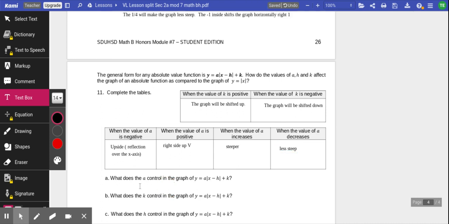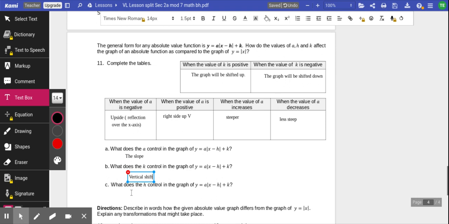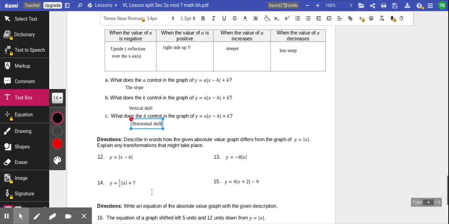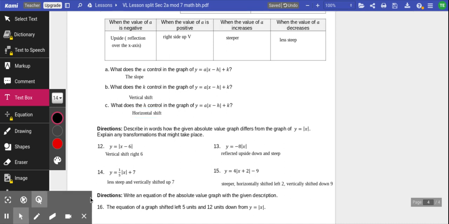Okay, so A controls the slope. K controls the vertical shift. And H controls the horizontal shift. Okay, so here we are explaining in words what happened. So I want you to pause the video, try 12, 13, 14, and 15, and then we'll get back together and talk about it.